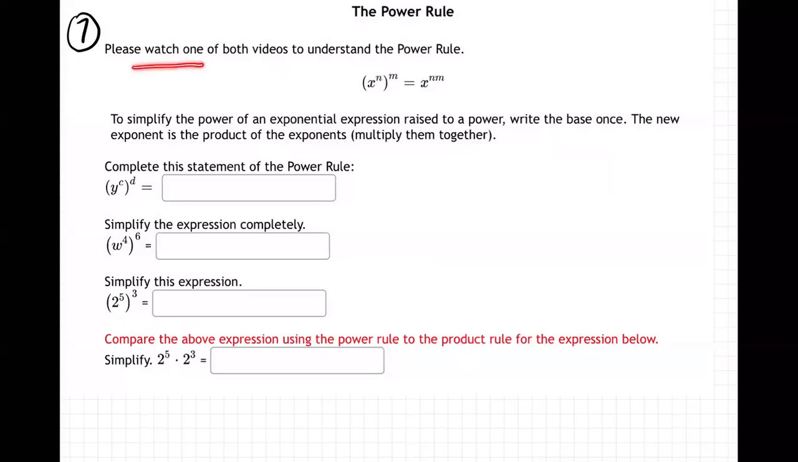Okay, so please watch. So basically, it talks about watching the videos, and then it has this rule here. And so that's kind of a funny looking rule. Let me help with that rule. Let me give a real life example.